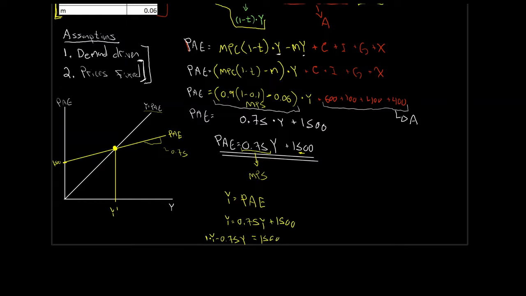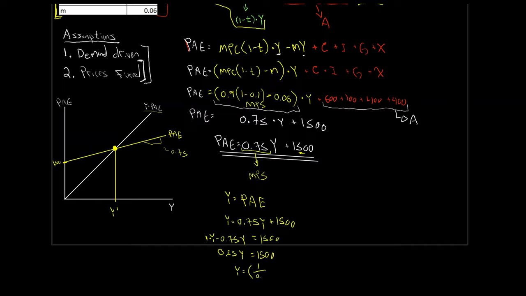Implicitly, there's a 1 in front of that Y. We just don't always write it. So 1 minus 0.75 gives me 0.25Y equals 1,500. Now we get the Y by itself, and we do a little fancy trick here just so we can get this extra term.